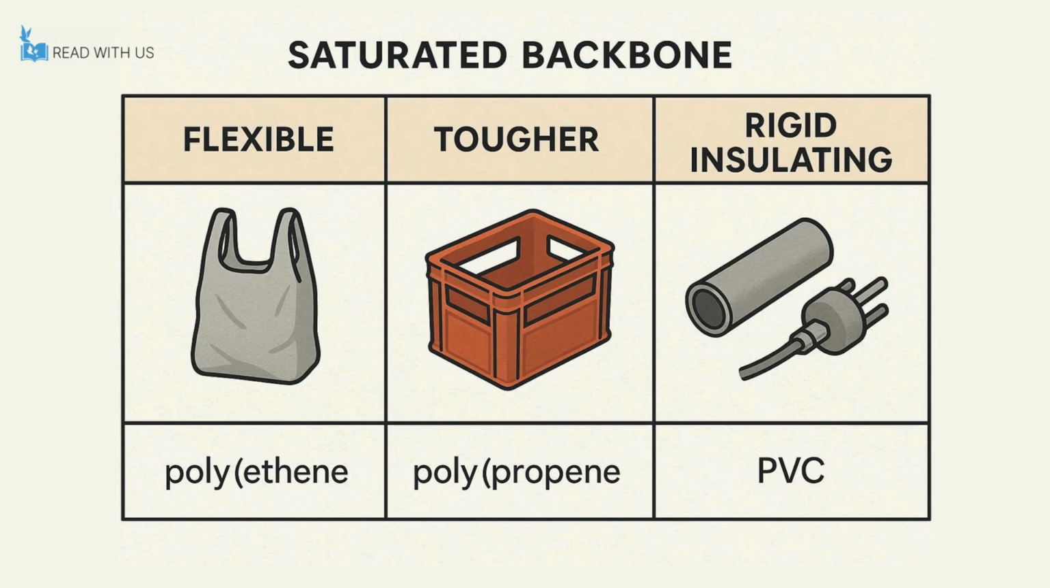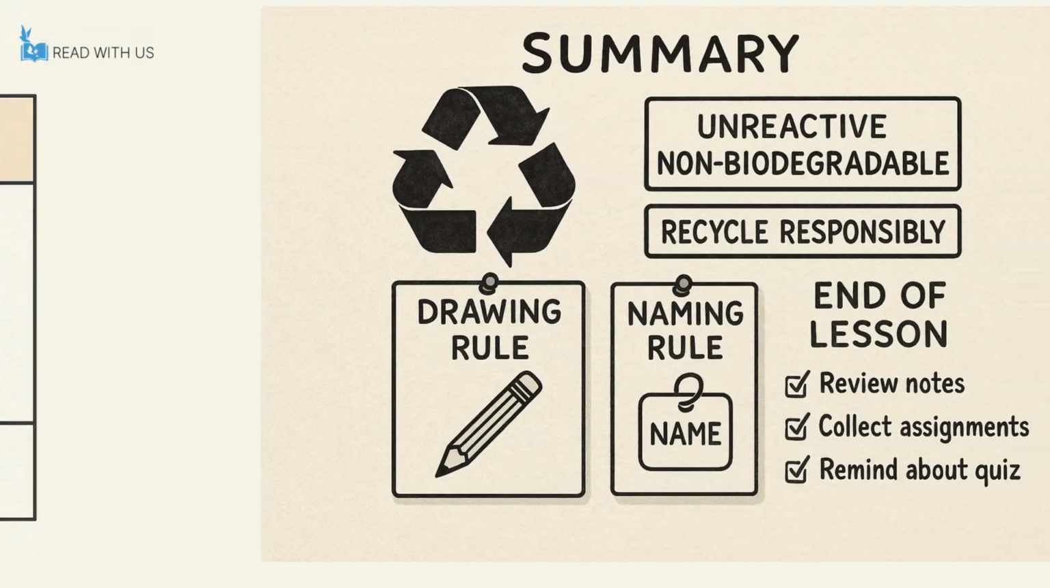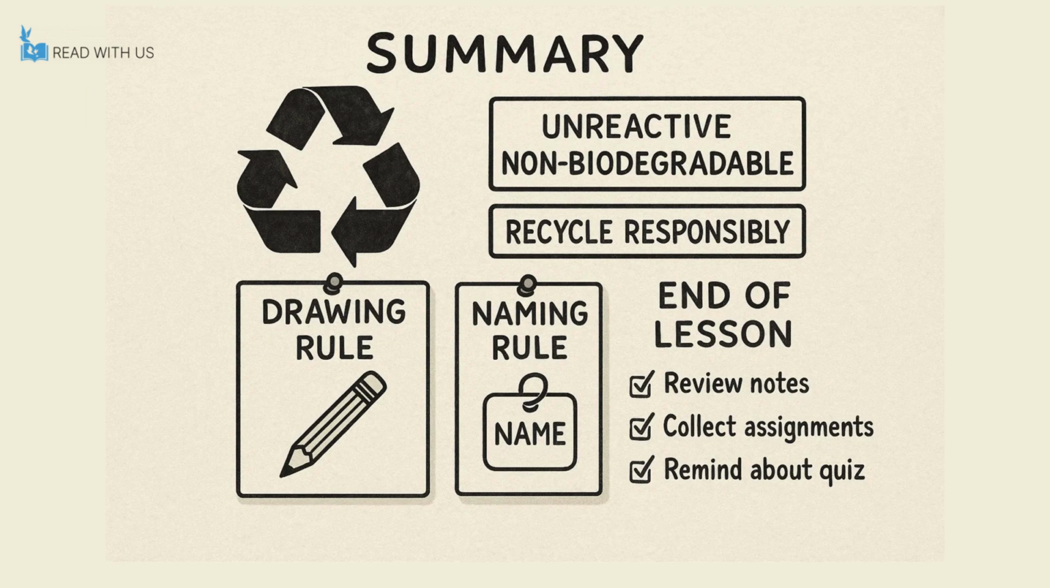that polyethene is flexible, polypropene is tougher, and PVC is rigid and a good electrical insulator. The closing slide reminds us that many addition polymers are unreactive and often not biodegradable, so recycling and responsible use are important, and it recaps the drawing and naming rules shown.